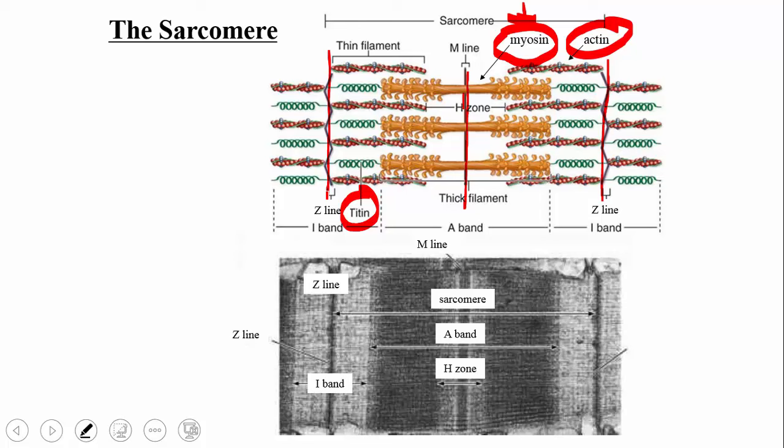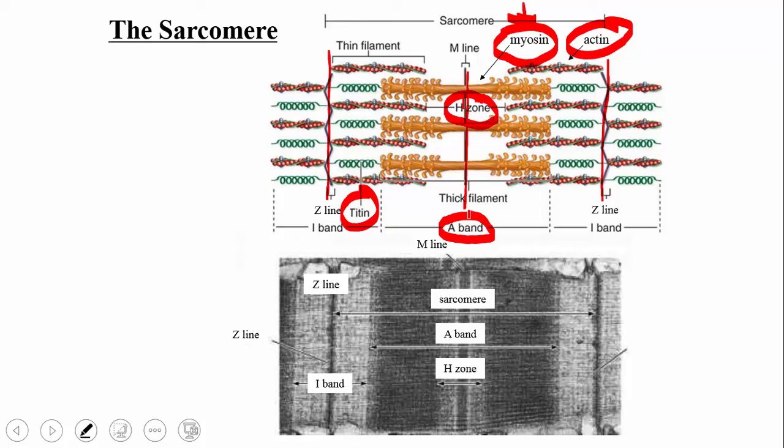Yeah, that's one sarcomere. Also, what I want to note is that we have something called an H zone here. The H zone is basically the space between the actin proteins. We also have something called the A band, and the A band is basically the length of the myosin. Okay, so the A band is the length of the myosin. The myosin are the thicker filaments, the actin are the thinner filaments.